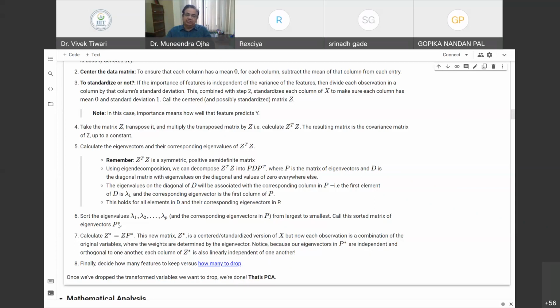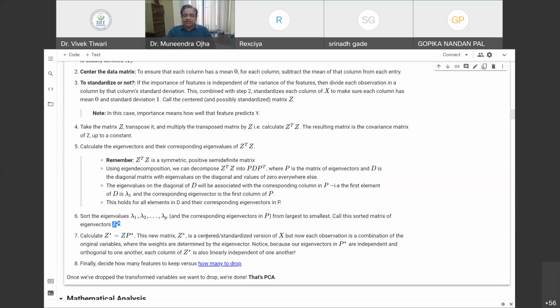Now this P star is the matrix which we multiply to the original matrix to give us a projection of the original matrix onto the new dimensional space. This is what we are trying to achieve over here. So we calculate Z star. Z star is a projection. How do we obtain this projection? We multiply the original matrix with P star.